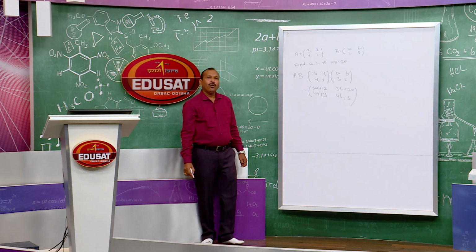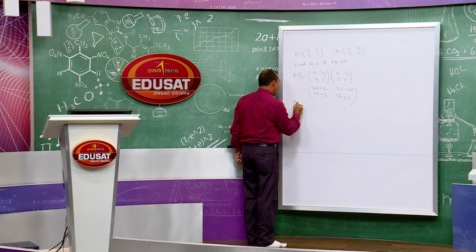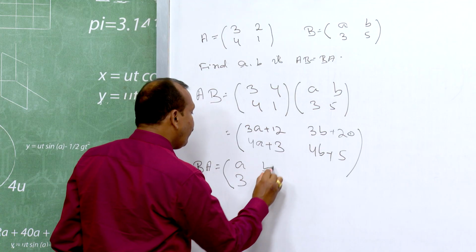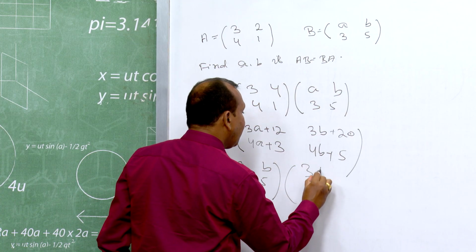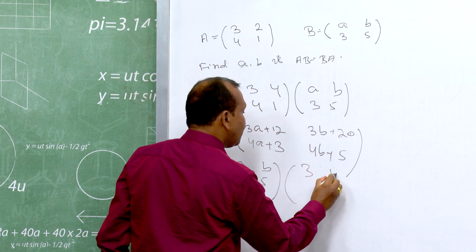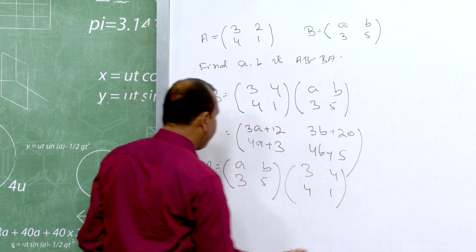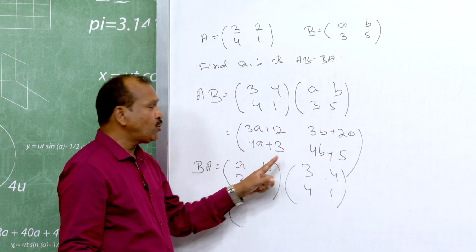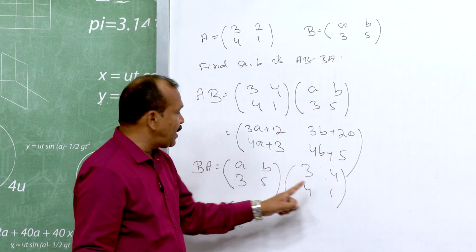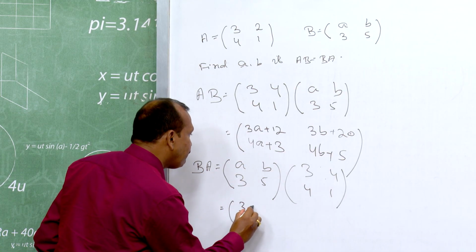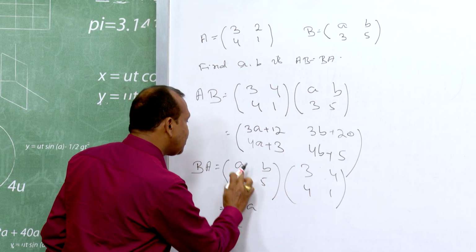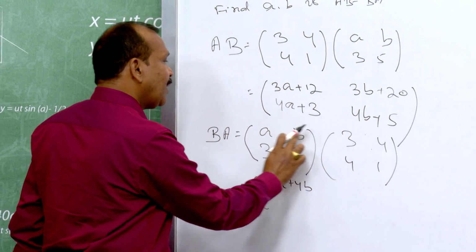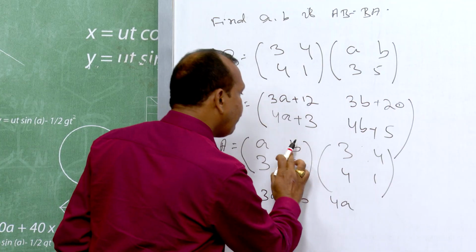Next, we have to find out BA. BA means a b 3 5 times 3 2 4 1. Then we take the first row of the first matrix with the first column and second column of the second matrix. Then that becomes 3a plus 4b, then 2a plus b.